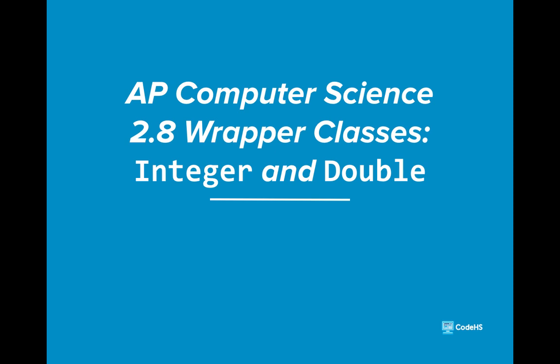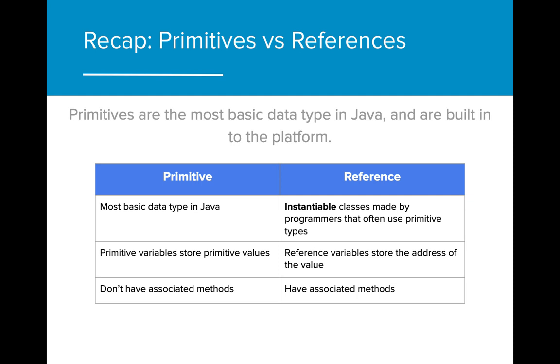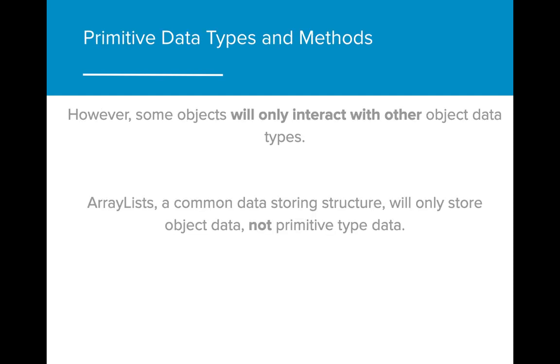Hi, in this lesson, we'll look at wrapper classes. We know that there are differences between primitive and reference types in Java. Each of the primitive types, int, double, etc., are built into the language, while objects and classes are created by the programmer. One problem that comes from having both primitive and reference types is the fact that some objects will only interact with other object data types.